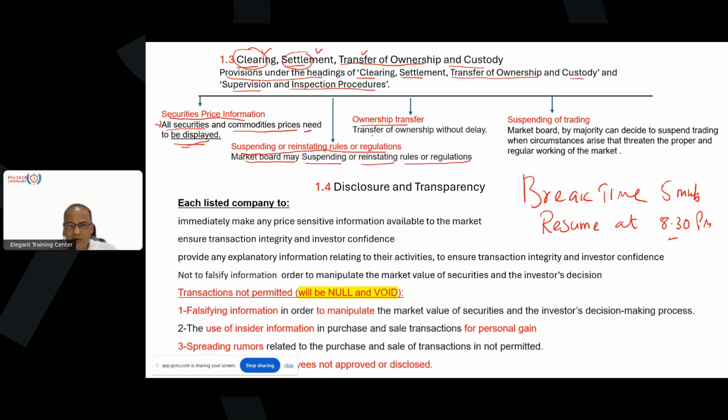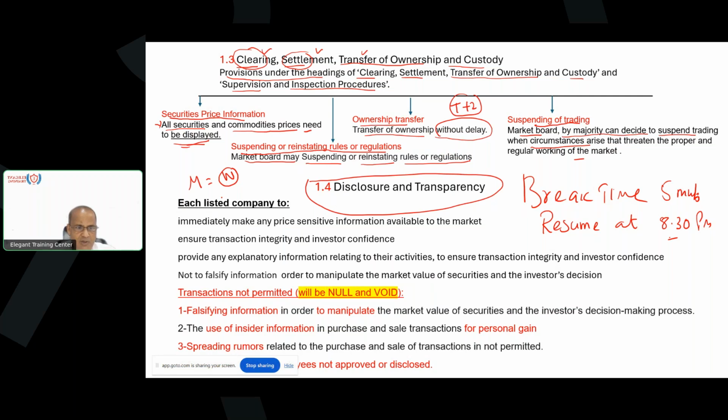Ownership transfer. Transfer of ownership should be without delay. That's your T+2. That's called settlement. So if you are buying stocks on Monday, then on Wednesday shares will come to your account. Suspending of trading. Market board by majority can decide to suspend the trading when circumstances arise. We discussed already. Then coming disclosure and transparency.